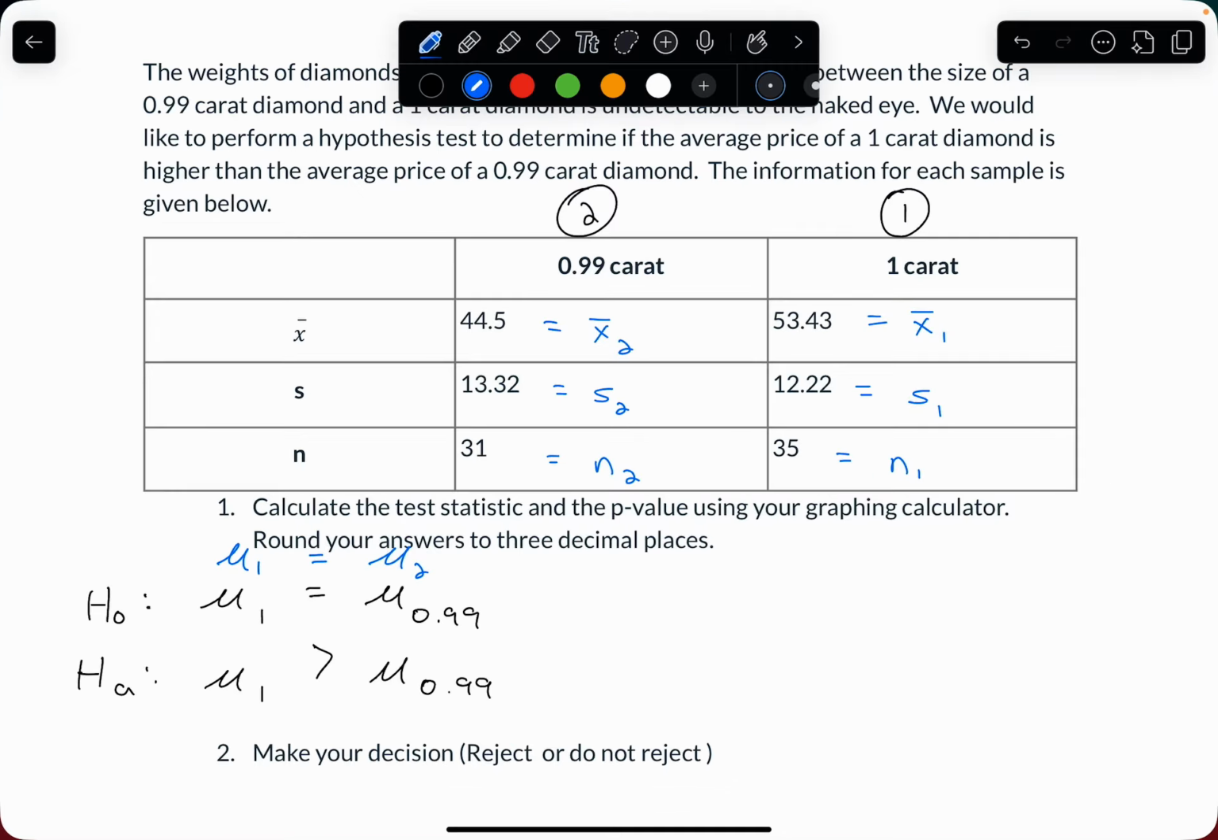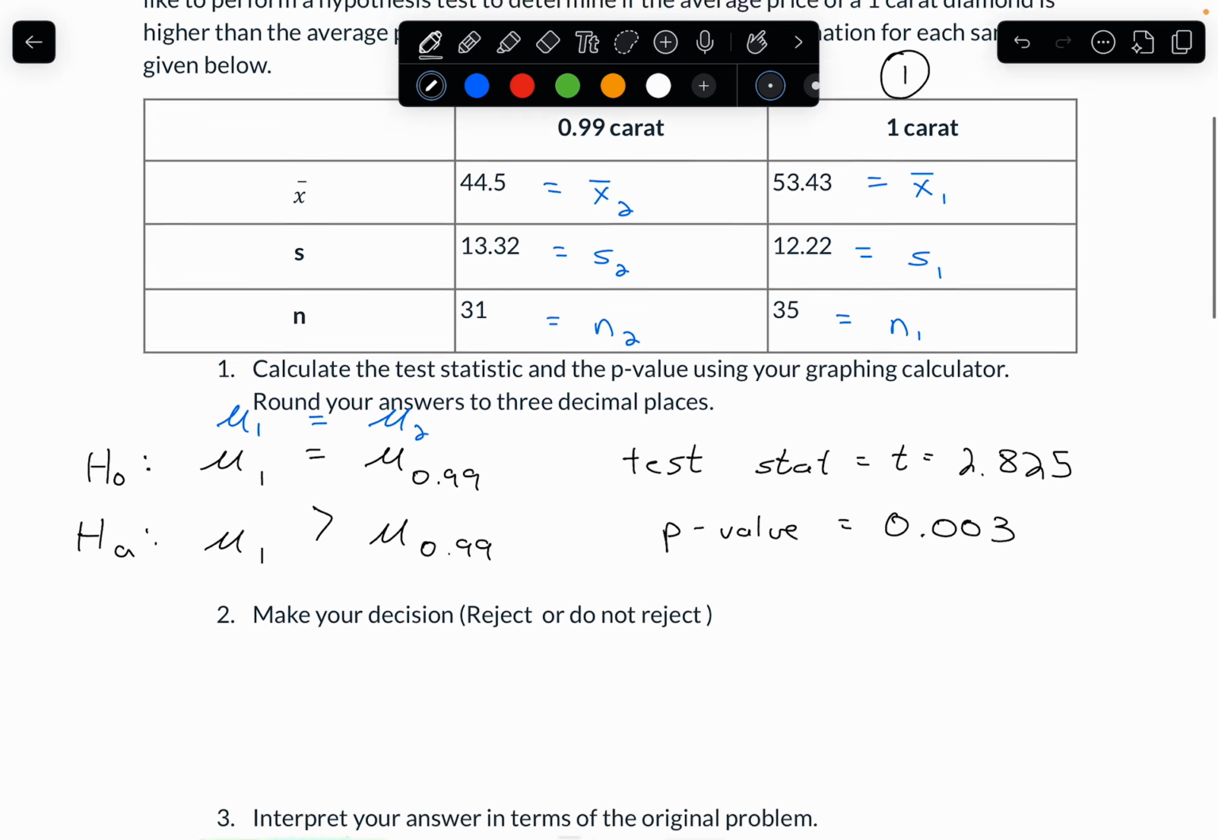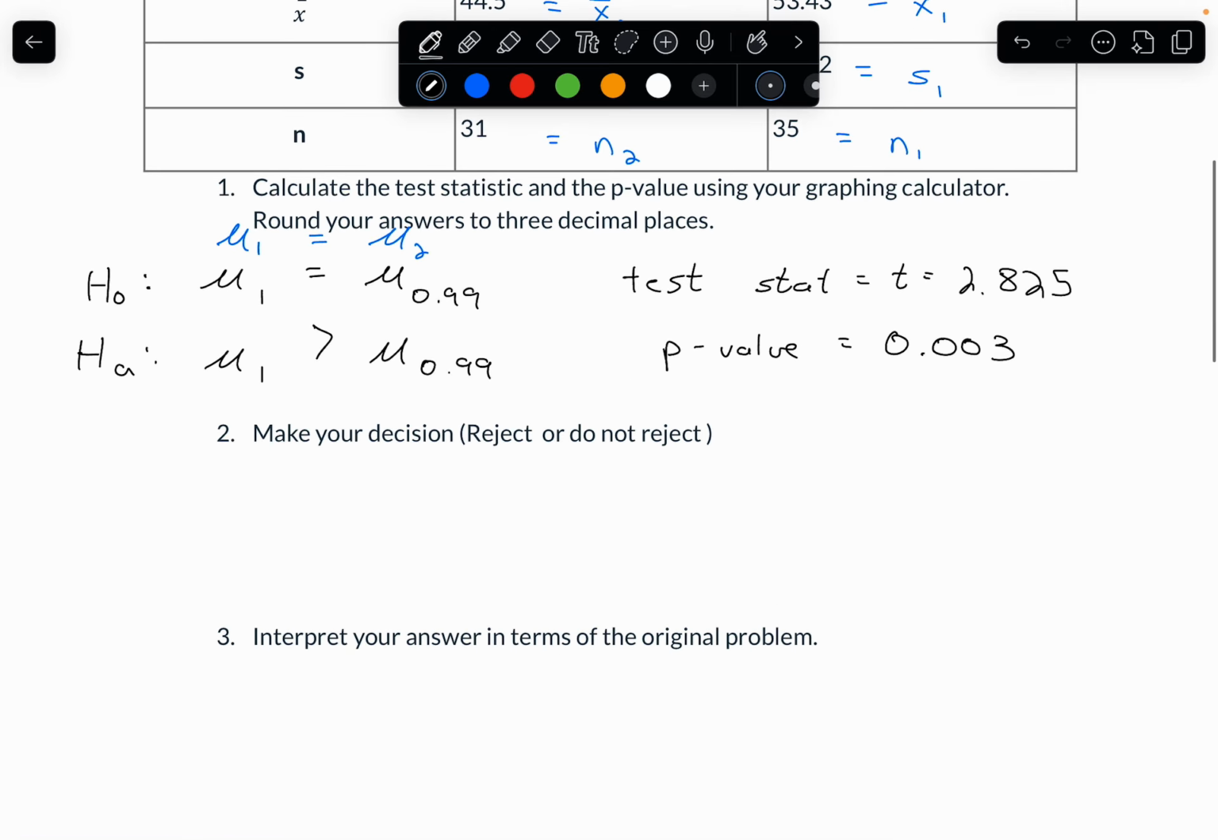So hopping back over, we said that our test statistic was t equal to 2.825, and our p-value here was equal to 0.003. So here I'm able to use my calculator to actually find that exact value of the p-value, which is really nice. The rest of this problem is going to look very familiar to what we've seen. We're just going to make our decision at the end of this problem and then interpret that decision.